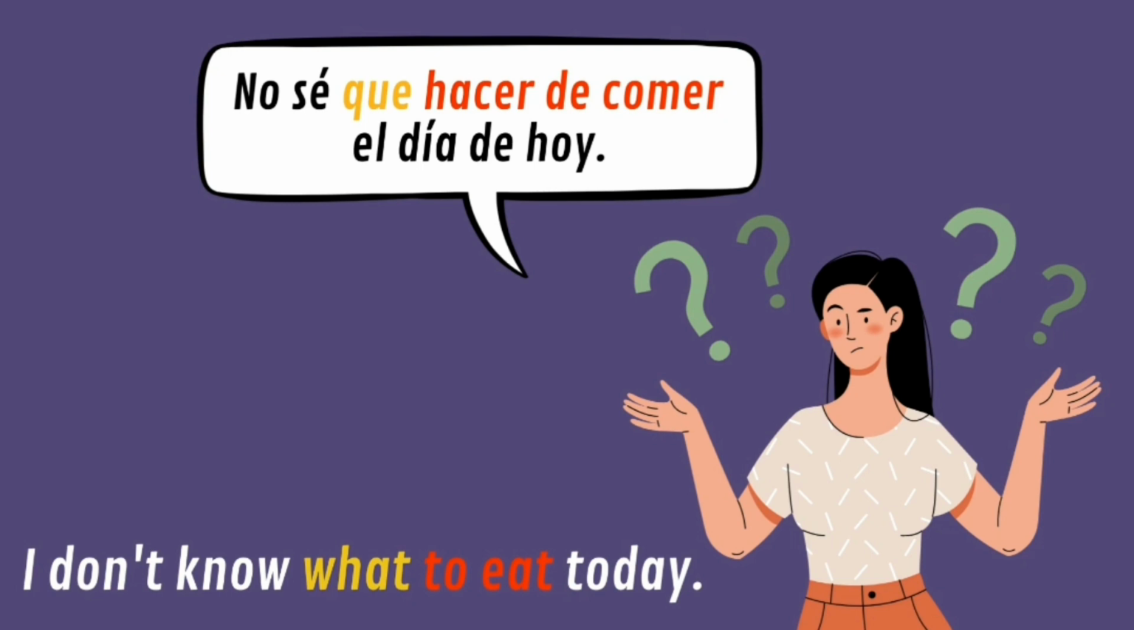So the translation of this sentence would be no sé, I don't know, no sé what, qué, to eat, hacer de comer. Okay, as you can see, this word what is not having the meaning of lo que. It's just having the meaning of que without lo. Okay, so if you're having the word what and next to that word you're having a verb in infinitive form, then you just have to say que, not lo que. Okay, I don't know what to eat today, translated to Spanish, would be no sé, I don't know, no sé what, qué, to eat, hacer de comer today, el día de hoy. Okay?